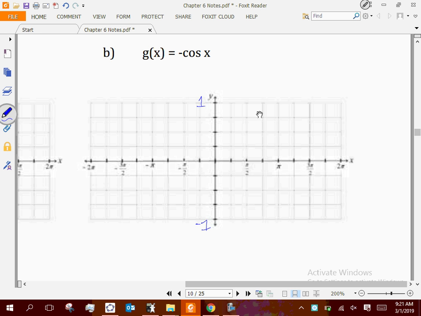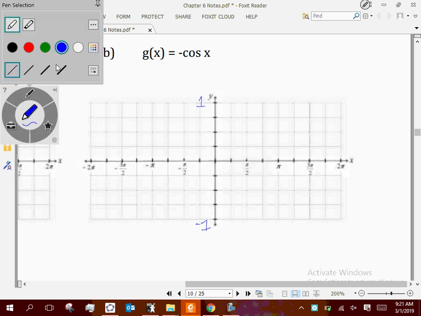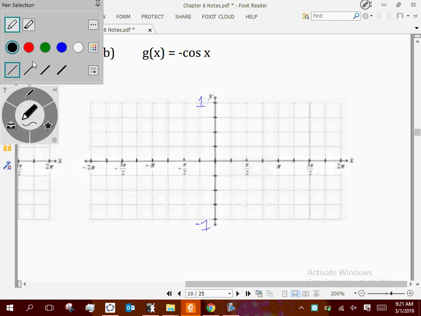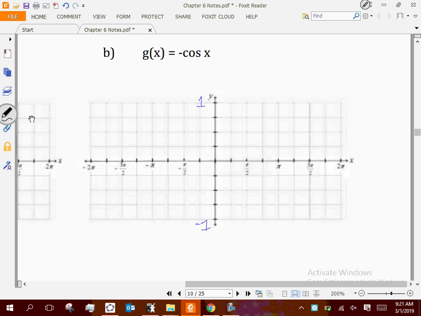I think that just makes grading a lot easier and a lot more efficient because I don't have to grade 36 different axes and how you set them up, and it's just a pain in the butt.